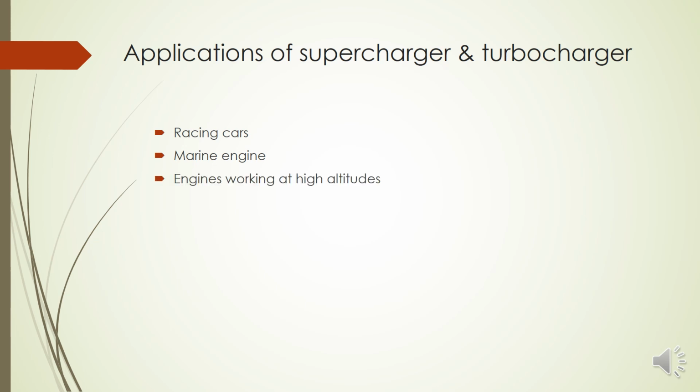Then for engines working at high altitudes, as the altitude increases, for example in mountain vehicles and hill climbing vehicles, the air density will be less compared to sea level and the engine will face difficulty in working. In such cases, we can apply a supercharger or turbocharger for better performance. And almost all heavy vehicles, especially diesel vehicles, can use a supercharger or turbocharger.